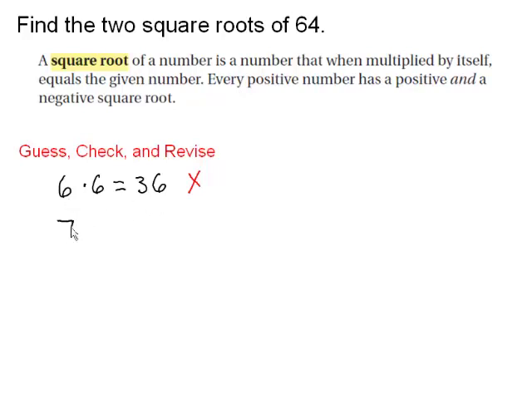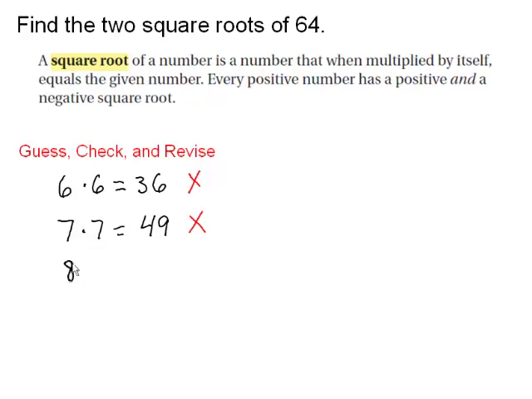Let's guess 7. 7 times 7 is 49. 49 does not equal 64. This means that 7 is not a square root of 64. Once again, 49 is less than 64. So we need to find a number that is greater than 7.